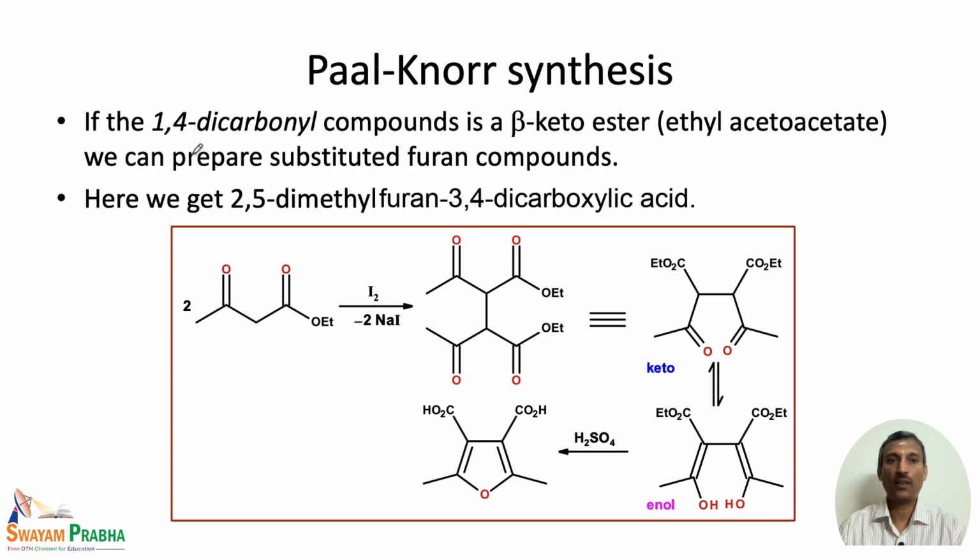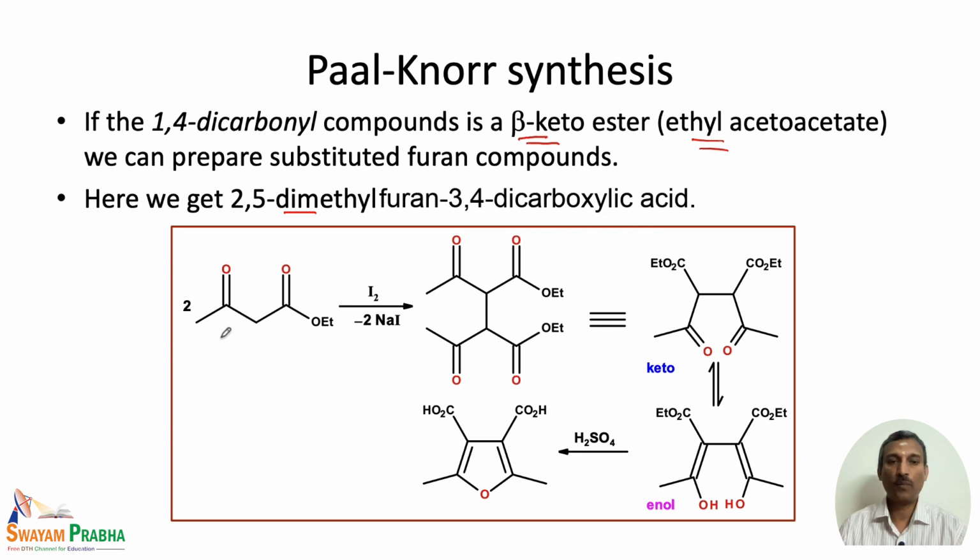So, here is another example of a 1,4-dicarbonyl compound, that is a beta ketoester. Previously, what we have seen is the dicarbonyl compound as a dialdehyde or diketones. Here is an example in which the dicarbonyl compound is a beta ketoester, especially ethyl acetoacetate. Using this also we can prepare furan compounds. Various furan compounds can be prepared. One such example is given here. If we start from ethyl acetoacetate, we get 2,5-dimethylfuran-3,4-dicarboxylic acid.